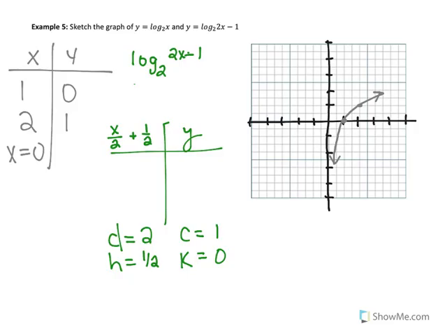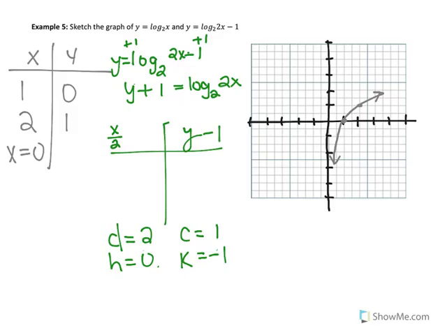So because there's no bracket after the 2, this negative 1 over here is the same as our k value. So we could rewrite it over here. So it could be y plus 1 equals log base 2 of 2x. So unless there's brackets around this, then that's actually your k value. So our h value is 0, and our k value is negative 1.